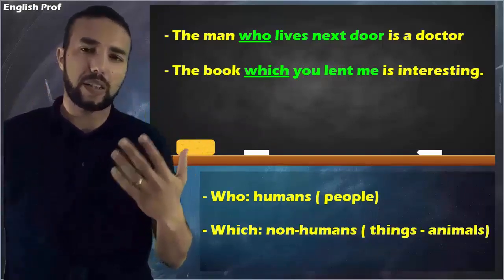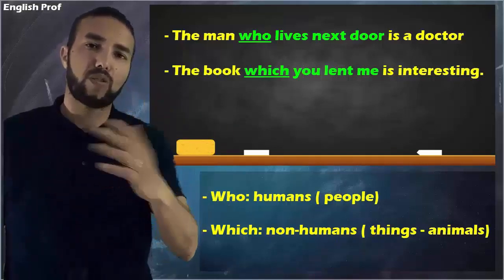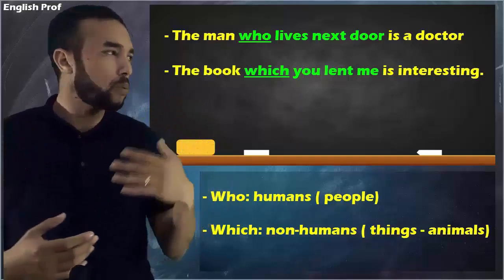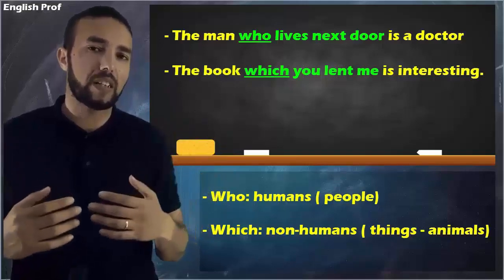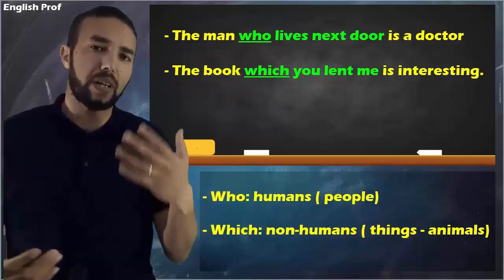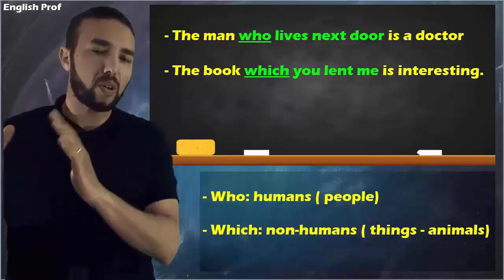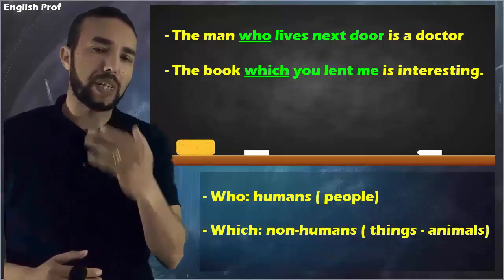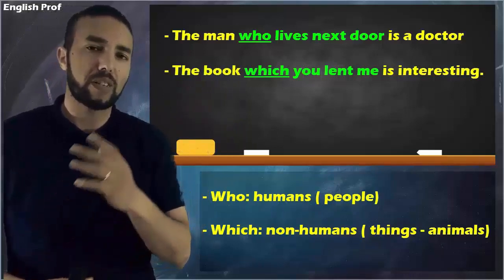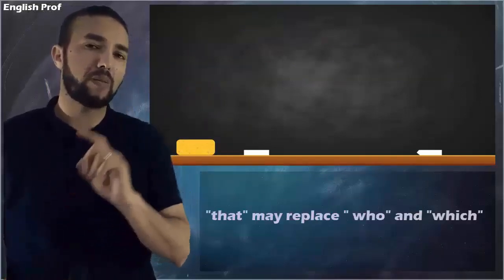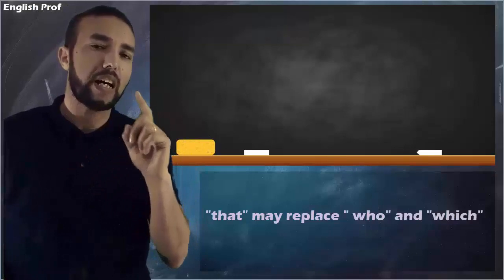When we say humans, what does it mean? It's people. John, the teacher, you, your friend. These are humans. But when we say non-humans, we mean objects, animals, things. So you see books, classroom, house, computer, mobile phone. These are things or objects, and we use which. So who goes for humans and which goes for non-humans. One very important piece of information is about what is used for both humans and non-humans.